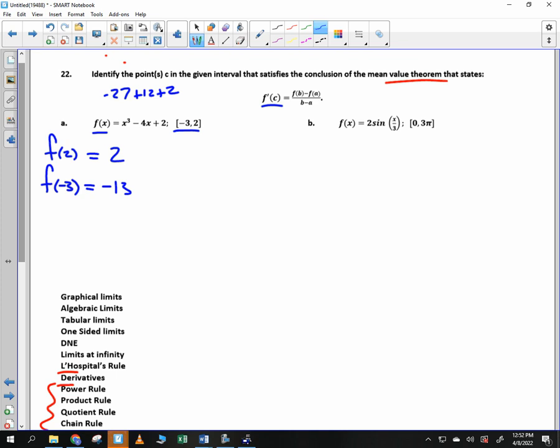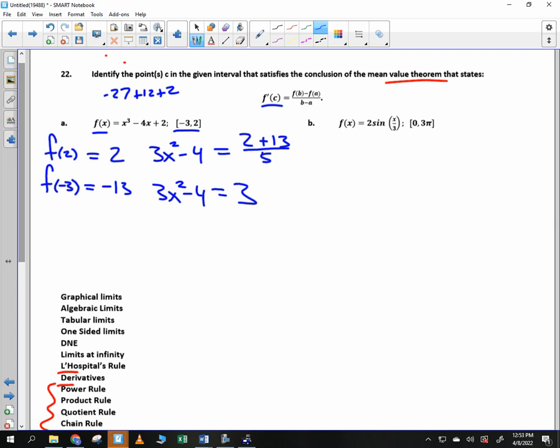So let's write this out now. What's the derivative? 3x squared minus 4 equals, what is f of b? 2 minus f of a, so plus 13, divided by 5, right? So 3x squared minus 4 equals 3. I'm setting this up to try to find that value c that sits in there.